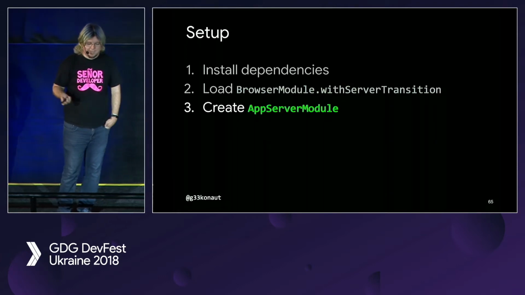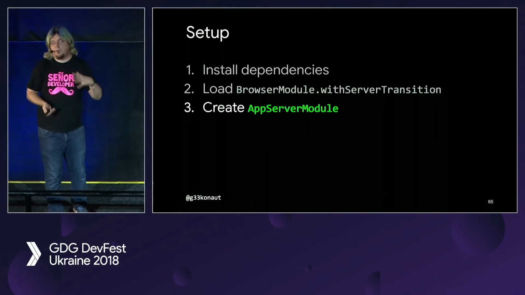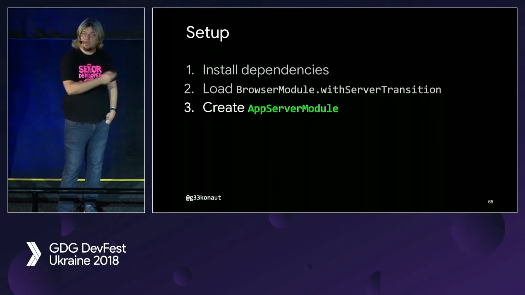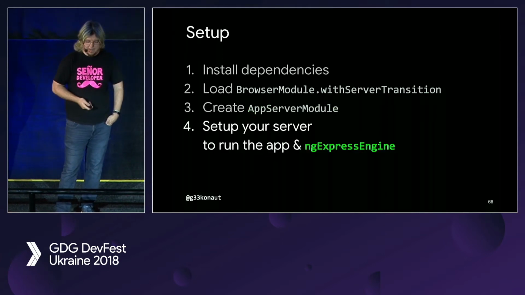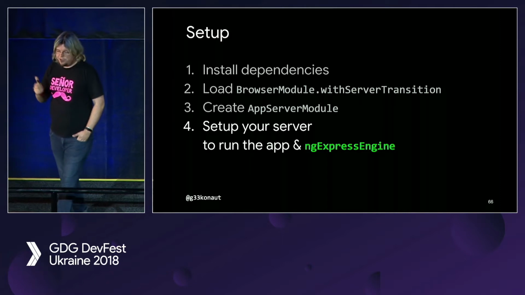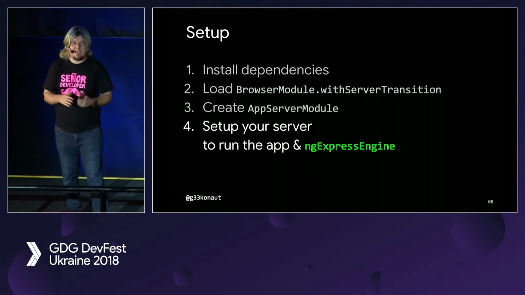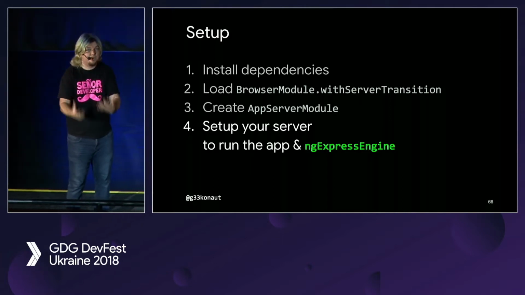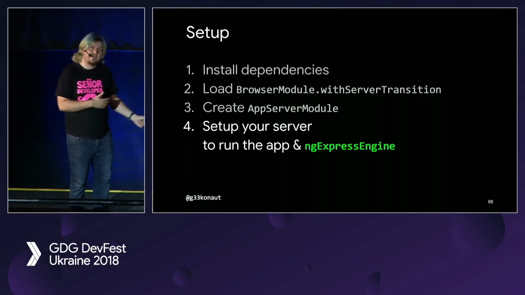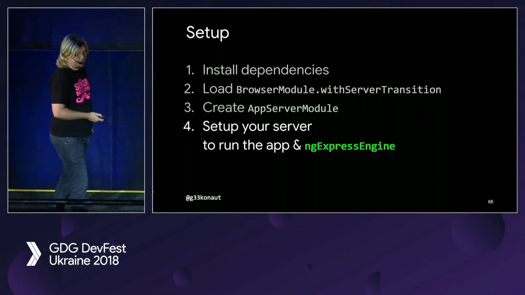And then we just create a server module, which is a module that loads all the dependencies and prepares our application to be run by a server-side environment. And then within your server, for instance, Express, you use the ng Express engine and run your application on the server side, fetch all the data there, and send as much as you can over the wire, rather than sending this empty skeleton of JavaScript.